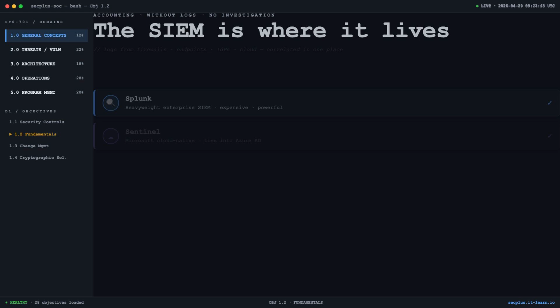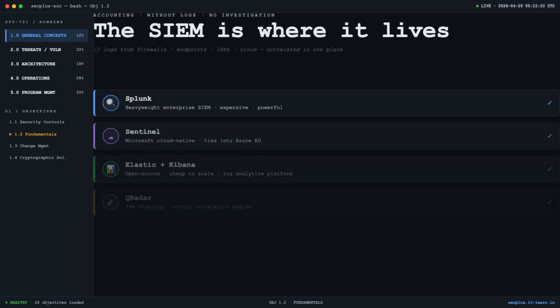Anyone who has ever been pulled into an incident at 3 a.m. knows the first question is, what logs do we have? If the answer is none, you're guessing for the next 48 hours. The SIEM is where modern accounting lives. Splunk, Sentinel, Elastic, QRadar. Logs from firewalls, endpoints, identity providers, cloud platforms, all correlated in one place. The accounting leg of AAA is also where compliance lives. PCI DSS, HIPAA, SOX, all require detailed audit trails.